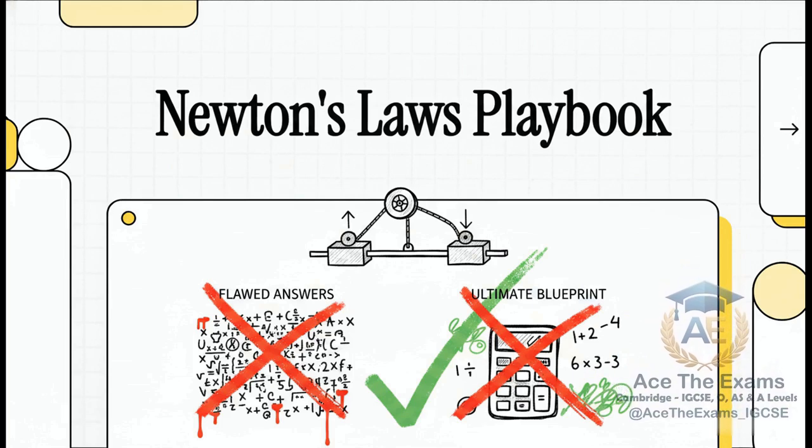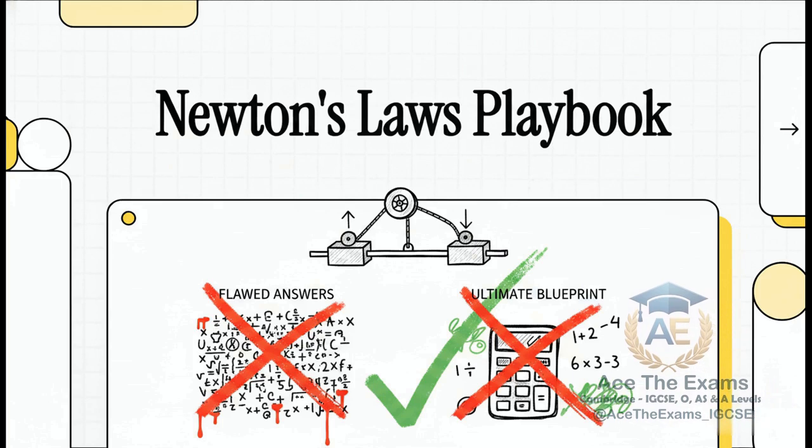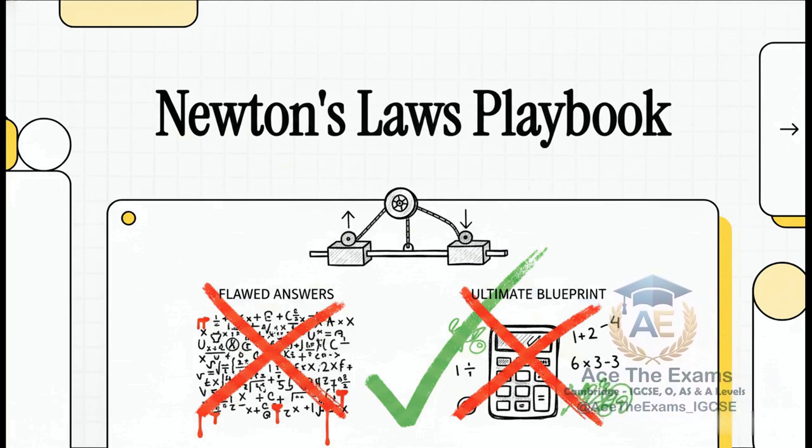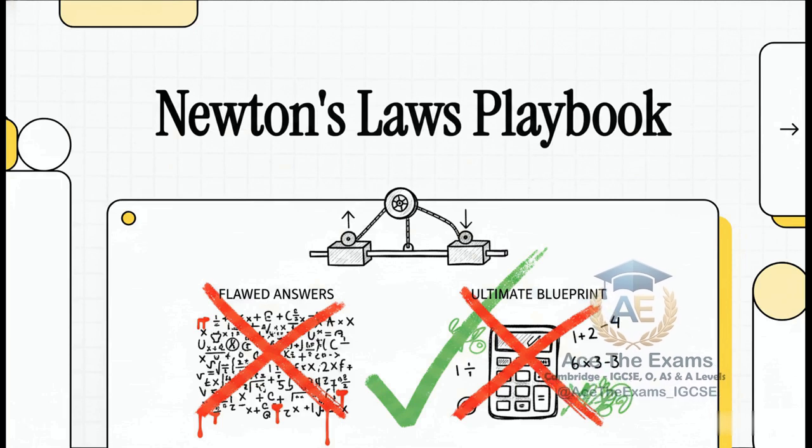Why did they fail? Because they didn't understand the underlying strategy. They didn't understand how to decode the examiner's actual intent. Today, we are going to fix those exact errors. We are going to transform those harsh red pen marks into beautiful green check marks, and we are going to build your ultimate blueprint for exam success.